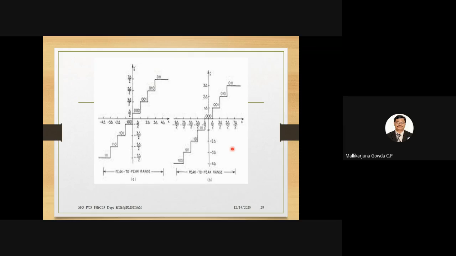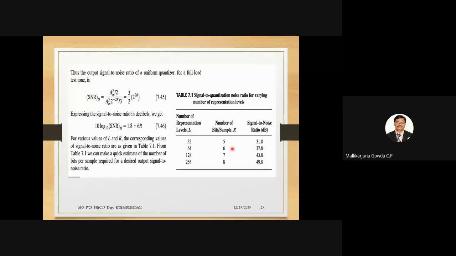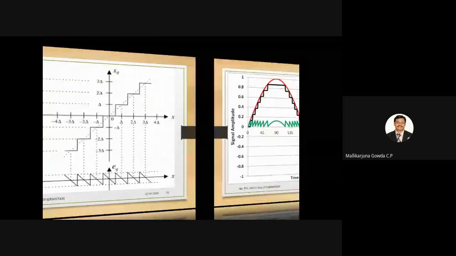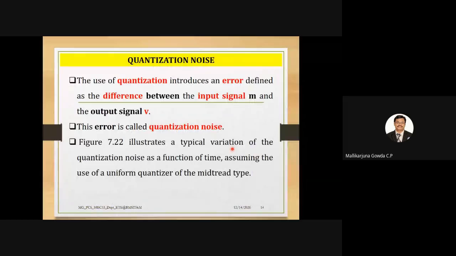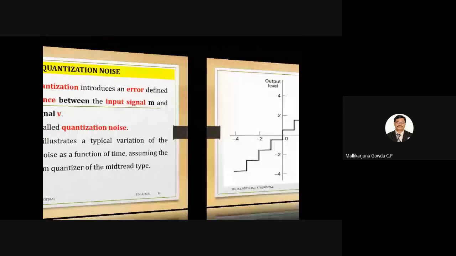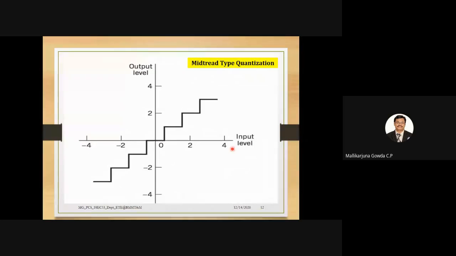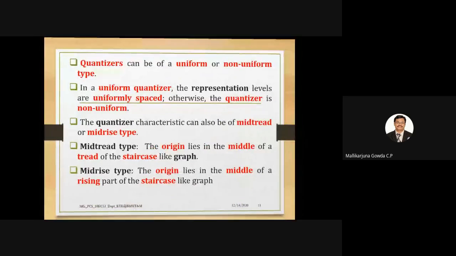Take 2-3 minutes, just realize how it has been done. So I was discussing these things, mid-tread type as well as mid-rise type. These are the 2 different types of quantizer characteristics.